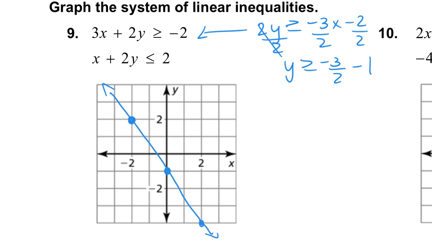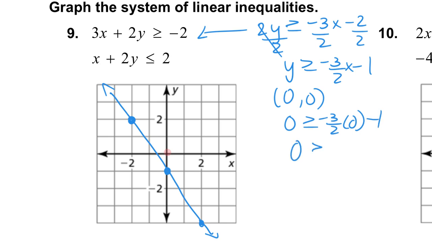That's step 1. Step 2 is to test a point. In this case, I'm going to test 0, 0. Again, it's easier when it's 0, unless it's on the boundary line, then you cannot use it. So I'm going to have 0, 0. 0 is greater than or equal to, I forgot there's an x here, okay? Negative 3, 2 times 0 minus 1.